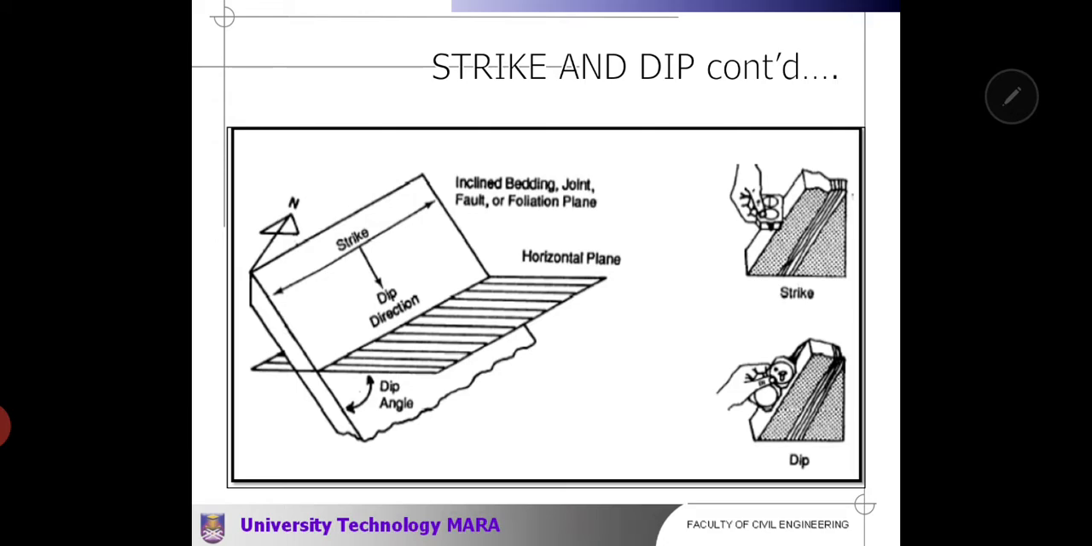This is how the measurement takes place when you go on a field trip. What you need to bring during the field trip is a compass, which is very important, because you want to measure the direction of strike and also the angle of dip. When you need to measure strike, you place your compass in this manner. And when you want to measure the dip angle value, this is how you place your compass.